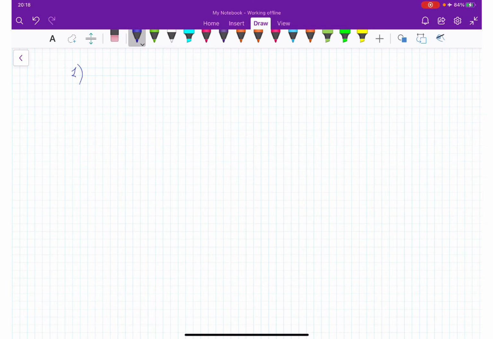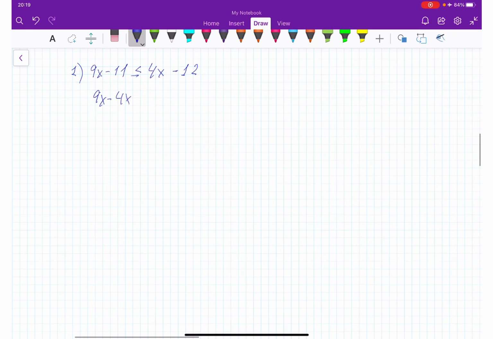So we have 9x minus 11 less than or equal to 4x minus 12. Okay, let's solve it. I combine the x terms on one side.